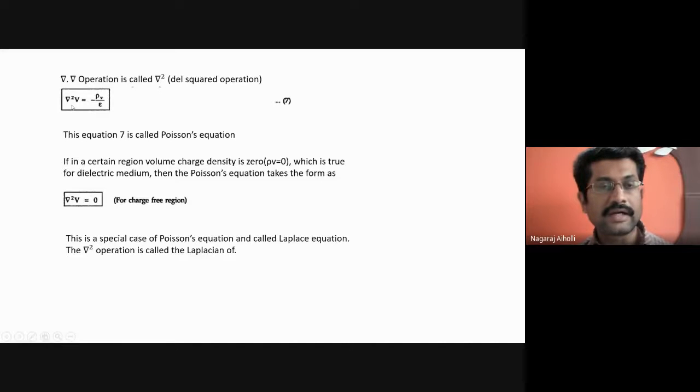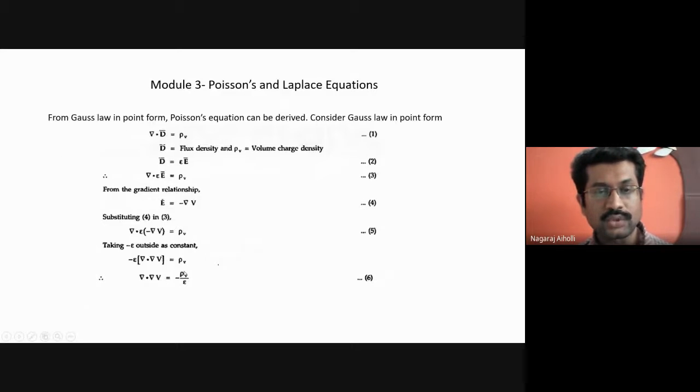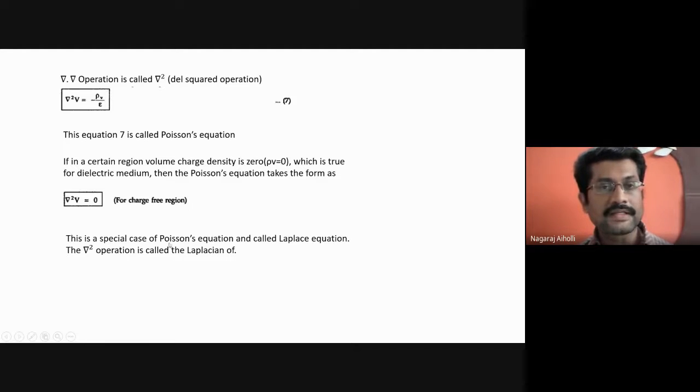That is, it is given by del square V is equal to the RHS, that is minus rho V by epsilon. Take it as equation 7. This equation 7 is called the Poisson's equation. Del square V is equal to minus rho V by epsilon.